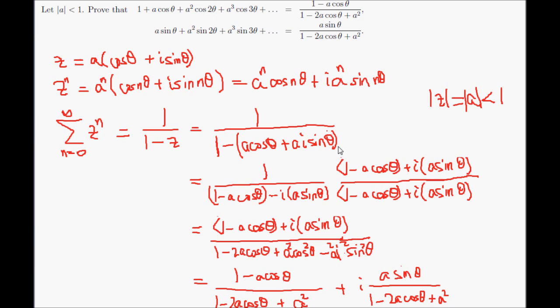And so the real part is going to be the sum of these terms, 1 plus a cosine theta and so on. The imaginary part will be the sum of the a sine theta plus a squared sine 2 theta, a cubed sine 3 theta, and so on. And so we've actually proven two series at once using the formula for the infinite geometric series.